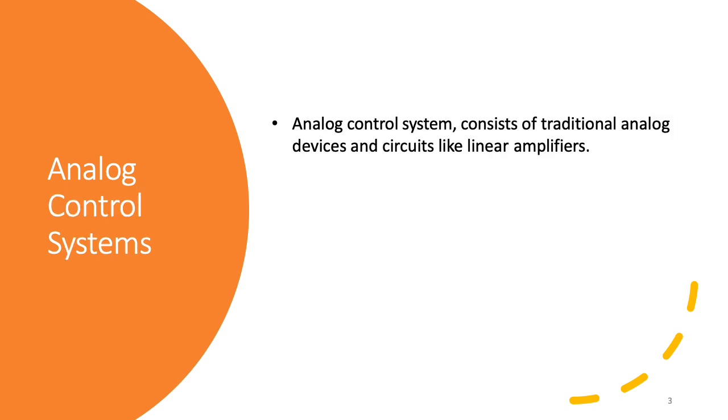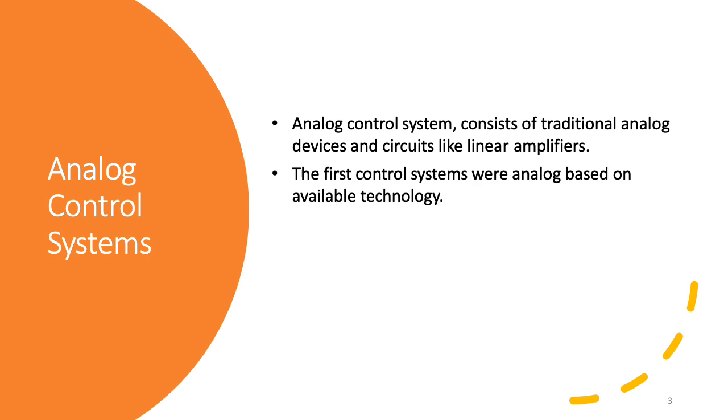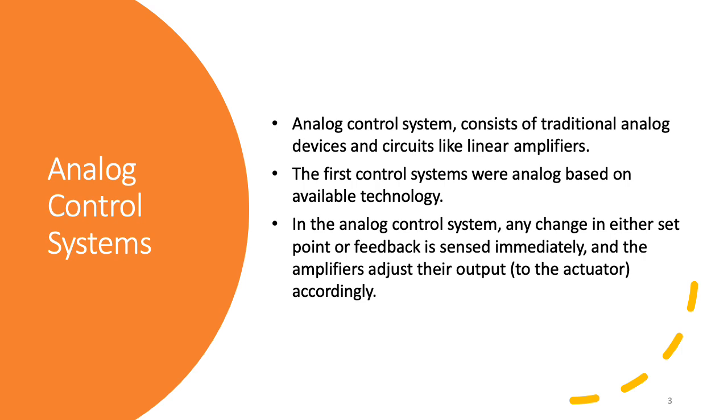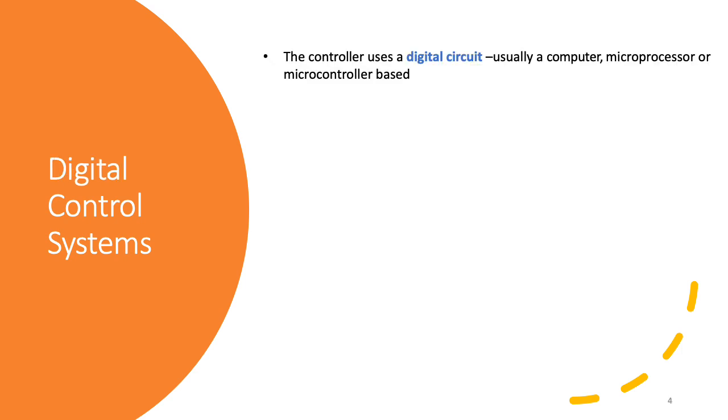In an analog control system, the controller consists of traditional analog devices and circuits, that is, linear amplifiers. The first control systems were analog because it was the only available technology. In the analog control system, any change in either set point or feedback is sensed immediately, and the amplifiers adjust their output to the actuator accordingly.